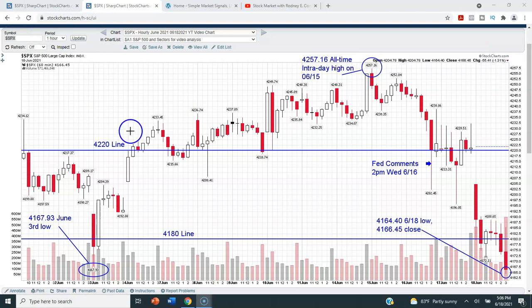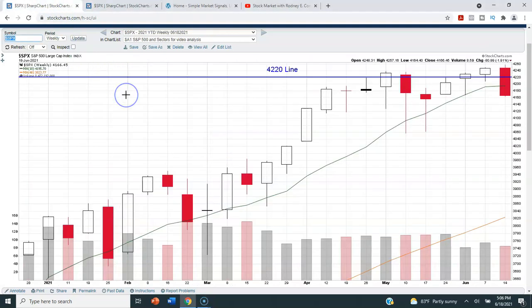Now, we will come back to this chart in just a few minutes, but I want to go to a weekly chart of the S&P 500 to get a big picture view of what has been going on and how the S&P 500 did this week. This is a weekly chart that goes back to the 1st of 2021, so we're just focusing on calendar year 2021. Over here on the right where my cursor is moving, that is this week's candle.